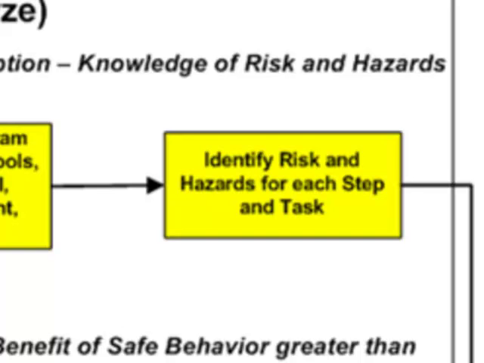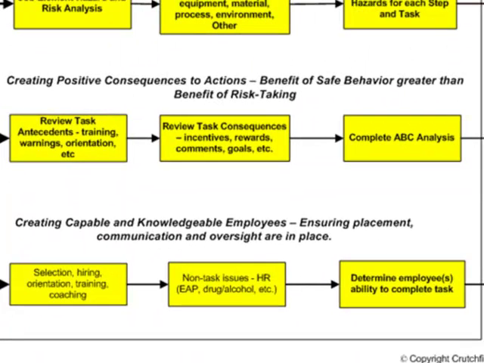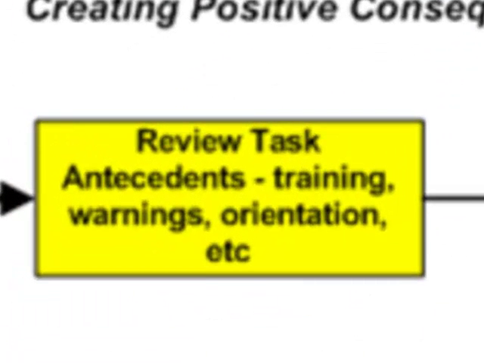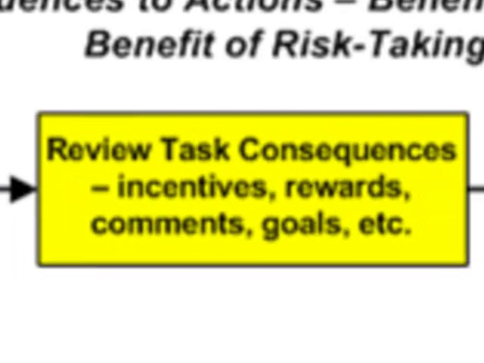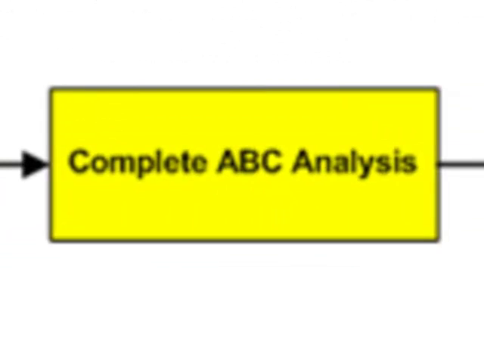That may be well and good, but then we look at the behavior that we expect. We want to create positive consequences to actions. We want to have a benefit of safe behavior that's greater than the benefit of risk taking. So we've got to do a risk behavior assessment. In other words, we want to look at the antecedents, which is the training, how we're giving people warnings and orientation. The next phase is how do we review the consequences of their behavior, what type of incentives, rewards, comments, goals are being set.